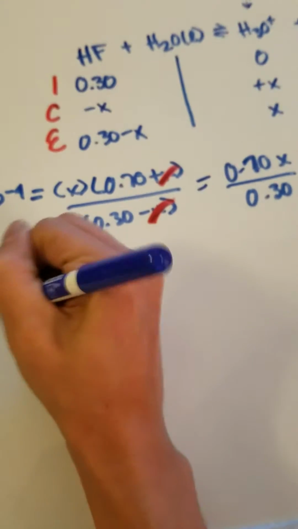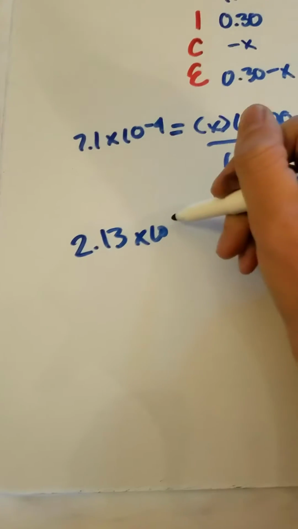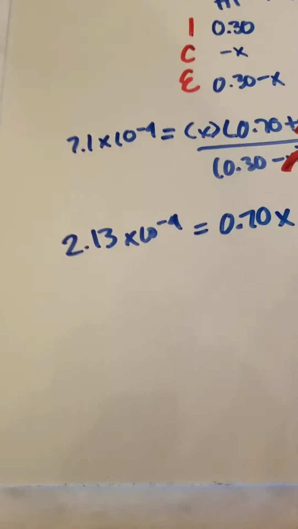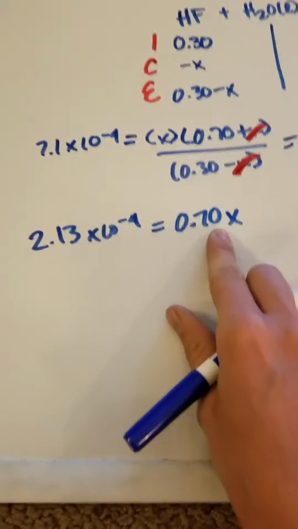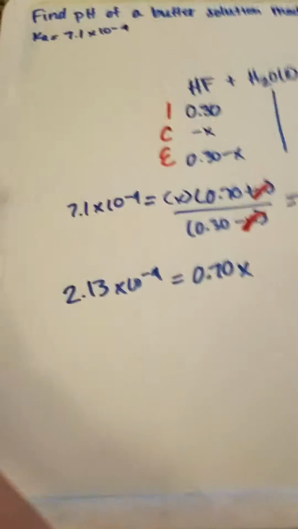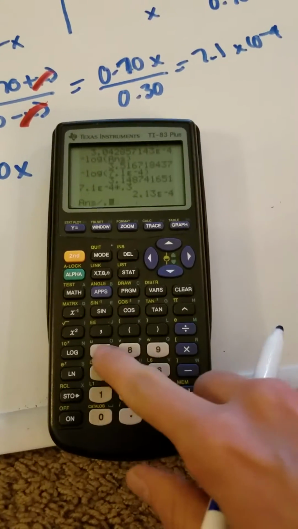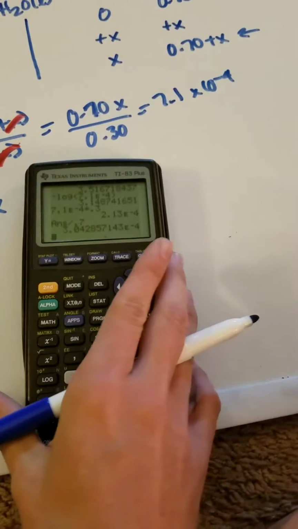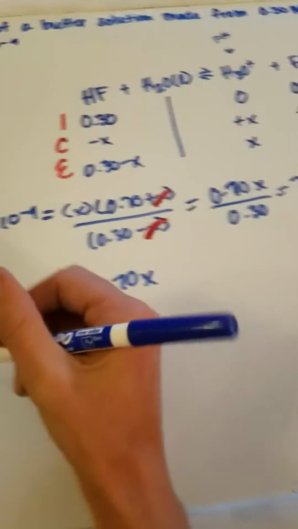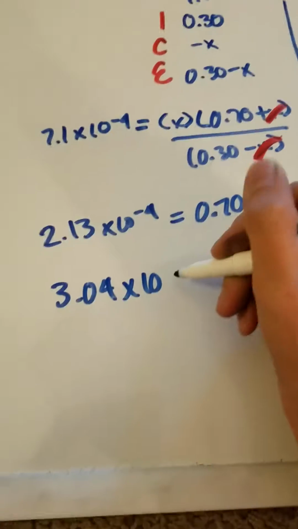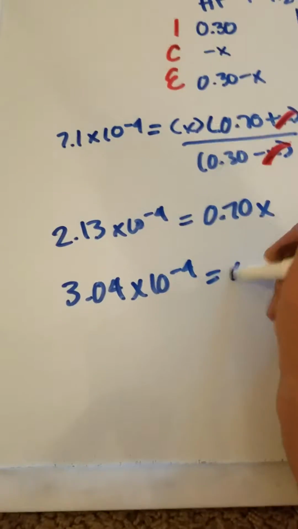2.13 times 10 to the negative 4th. All we have left over on this side is 0.70 times x. We just divide that to get our x value. 3.04 times 10 to the negative 4th is what we get, and that is equal to x.